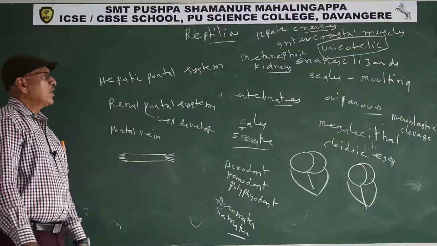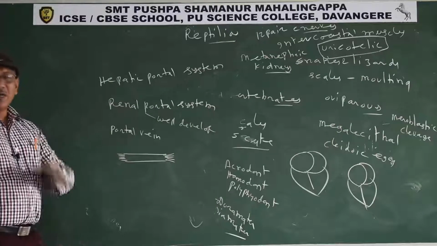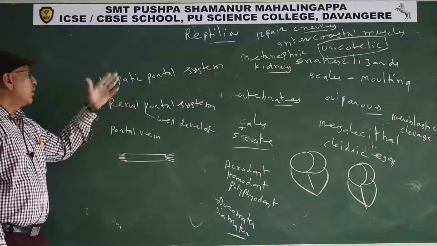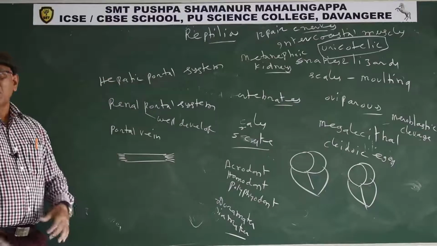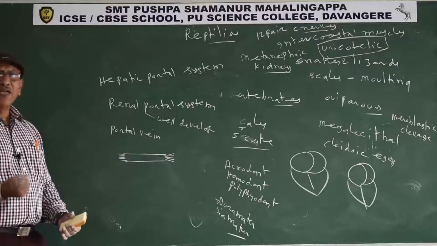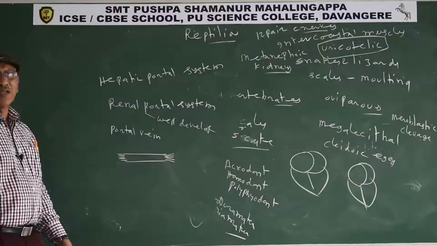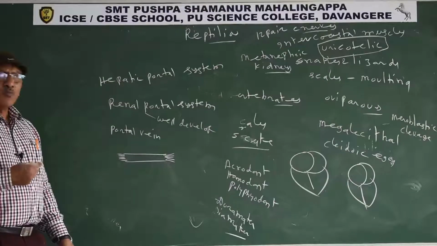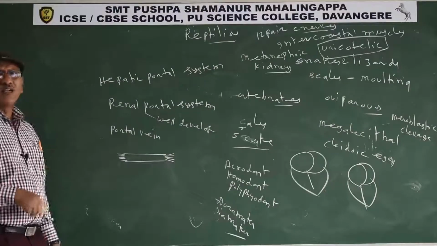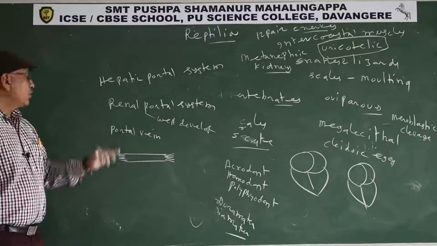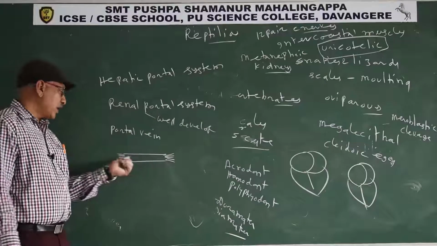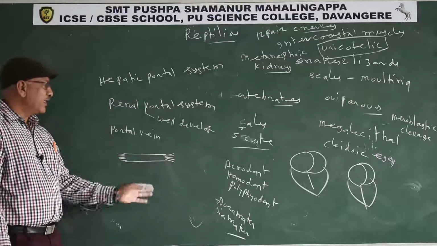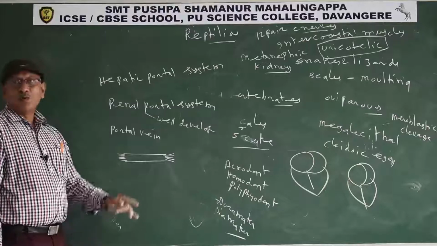The hepatic portal system collects blood containing abundant nutrients from the alimentary canal and supplies it to the liver. The renal portal system collects blood containing abundant nitrogenous waste material and supplies it to the kidney, preventing the transport of blood directly to the heart. So what is a portal vein? A blood vessel that begins with blood capillaries in one organ and ends with blood capillaries in another organ is known as a portal vein.